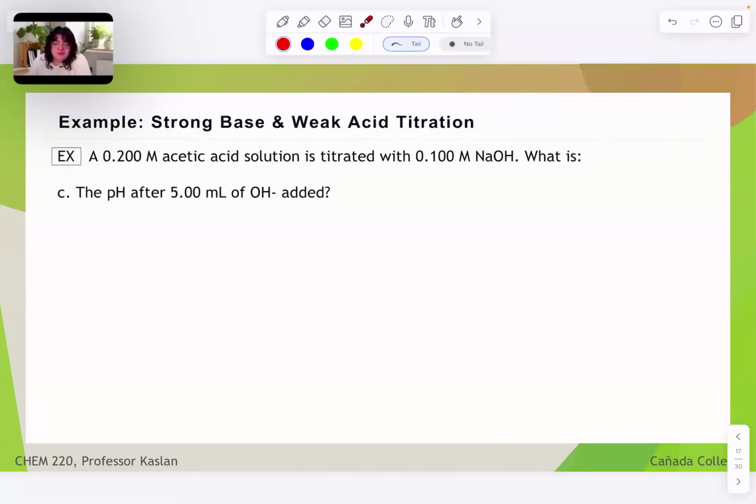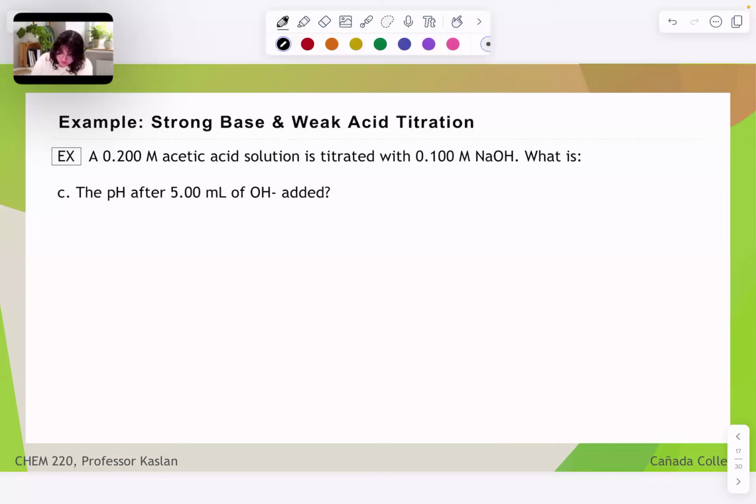All right, everybody, welcome back to our continuation of this example where we're looking at the titration stoichiometry between the titration of acetic acid and strong base sodium hydroxide. We are now on the third part of this question where we are asked to find the pH once we have added hydroxide to our mixture.